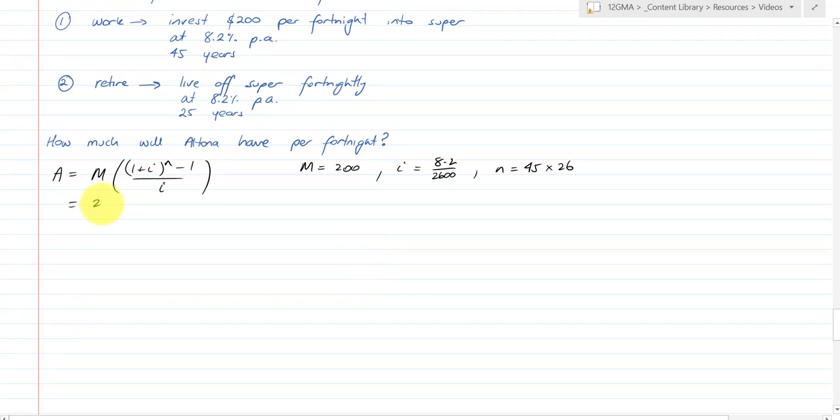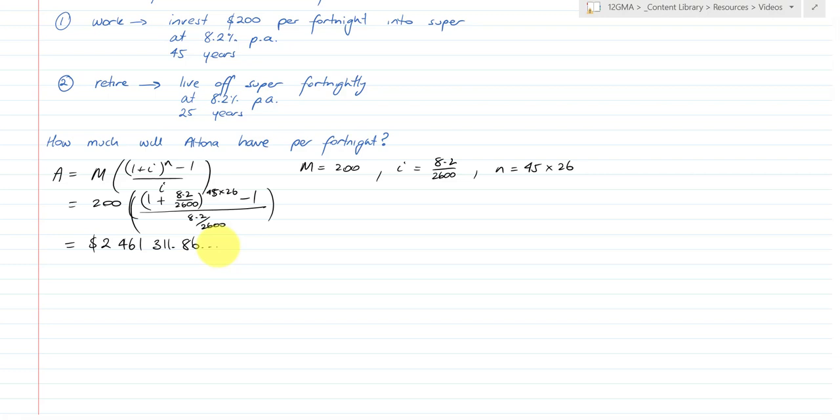A is therefore equal to 200 times (1 plus 8.2 over 2,600, to the power of 45 times 26, minus 1) over 8.2 over 2,600. Sorry about the fact I can't write things well. And if I put that into my calculator, it gives $2,461,311.86 rounded. That is almost $2.5 million from that regular investment over the lifetime.